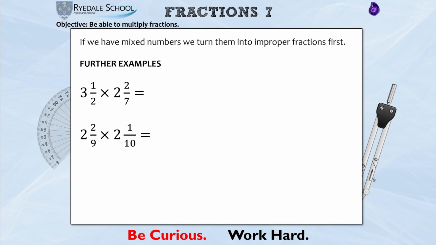the same method as we would for addition and subtraction by turning the mixed numbers into improper fractions first. All good practice. And again, if I get some answers that are improper fractions, I will turn those back to mixed numbers. So in my first further example, I have 3.5 times 2 2/7. So the first step is turn 3.5 into an improper fraction. Well, that one is 7 halves, and 2 2/7 would be 16 sevenths.